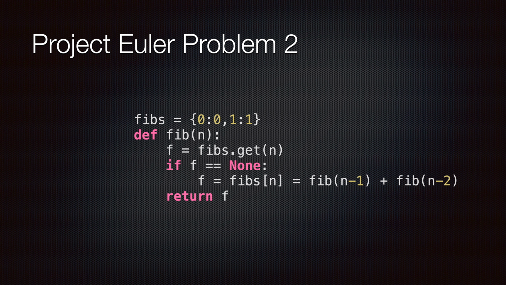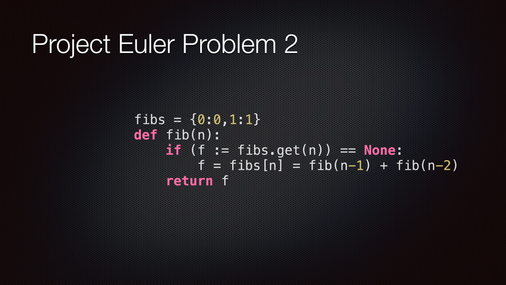But wait, if you have a newer version of Python, we can make our code even more unreadable. I present the walrus operator. It allows us to do an inline assign and use the variable at the same time. Anyway, what we just did is memoization. Compute values once, save it, and if we need it again, look it up.